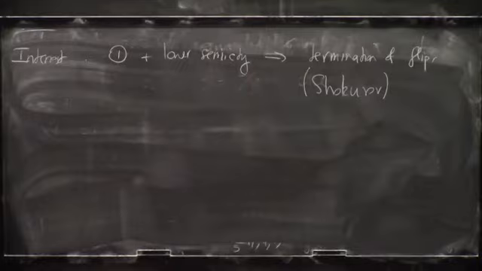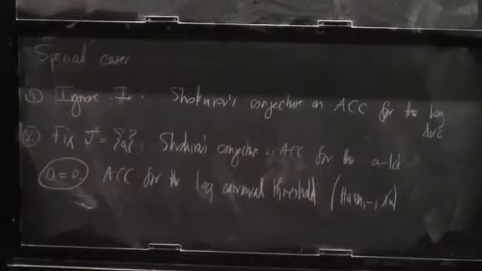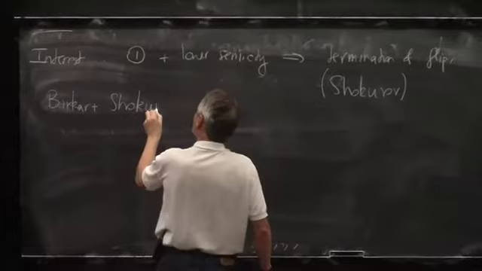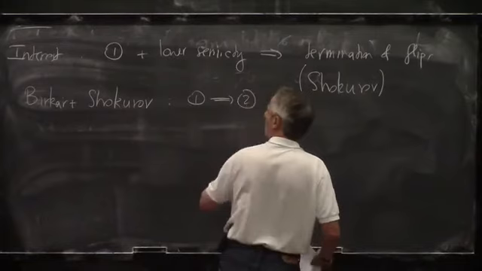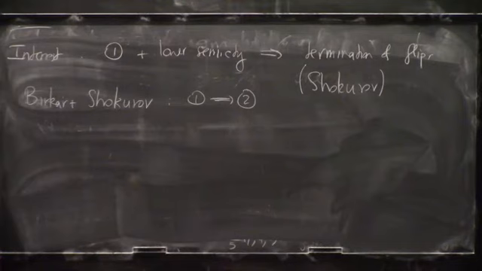Okay, so now what I like about this conjecture, as I say, is it combines these two things, and in fact there's some work already. So Baker and Shokurov observed essentially, so I'm cheating a little bit, but one implies two. If you have ACC for the log discrepancy, then you have ACC for the log canonical threshold.